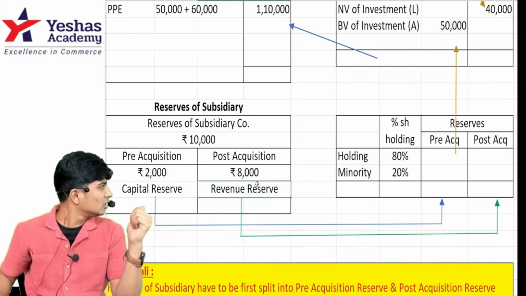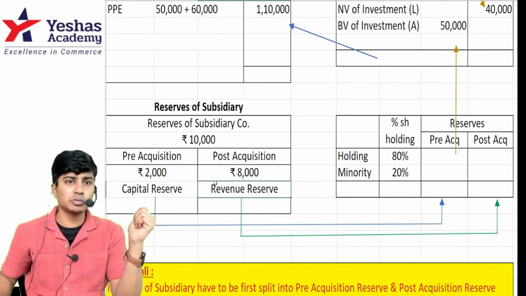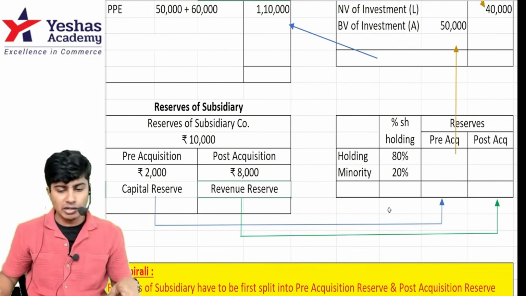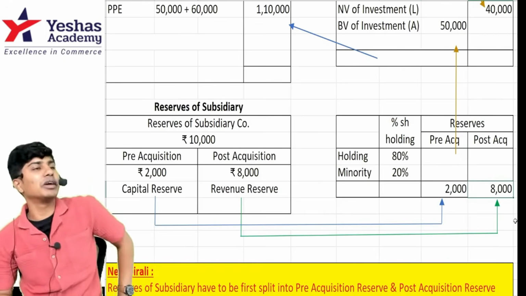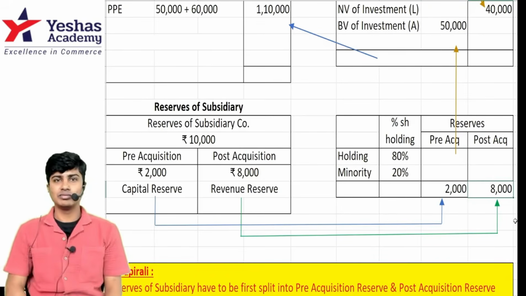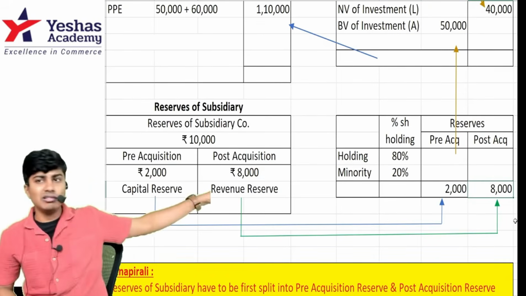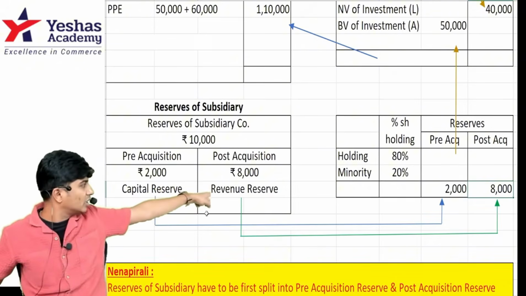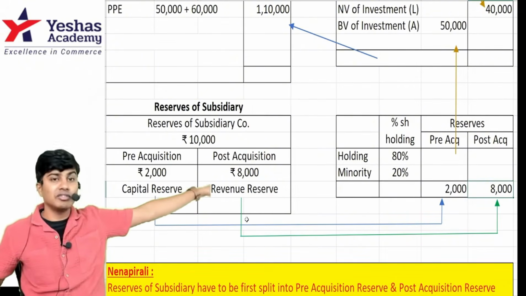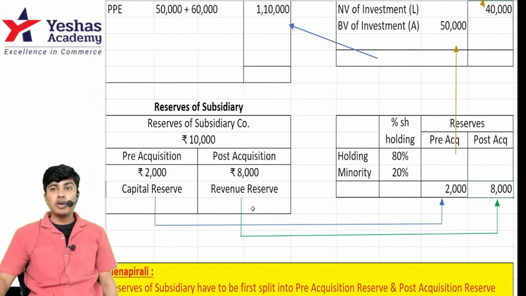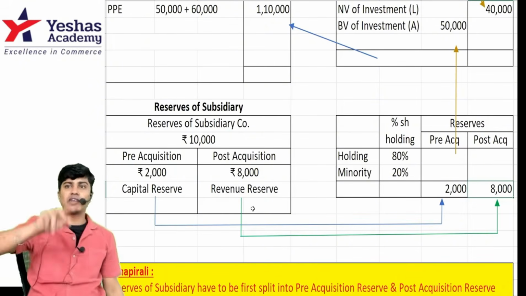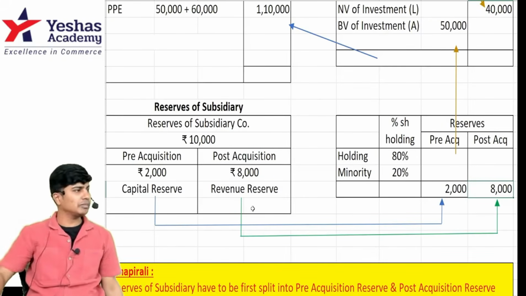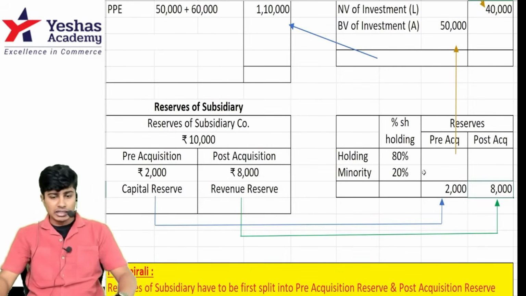So instead, what to do? Split reserves as pre-post, pre-post, pre-post. Pre, total pre. Post, post, post, post, post, total post. Split it once for all between holding and minority. You understood? This table, you don't have to do this table. You can write here only: holding, minority, holding, minority. For this question, you can do. But for a bigger question, you will not be able to. So the bigger questions' adjustment you will learn from the smaller question only. Is that okay? Very good.